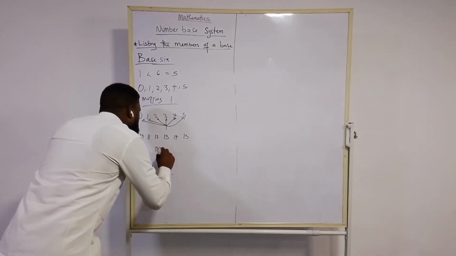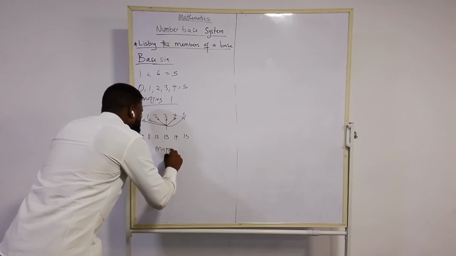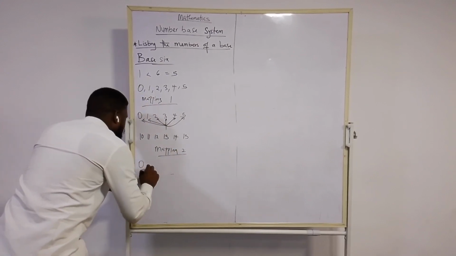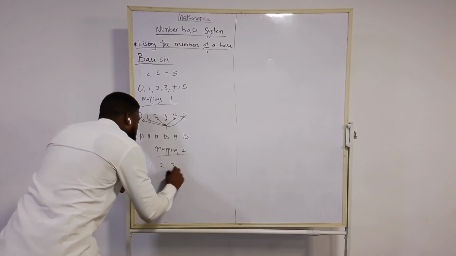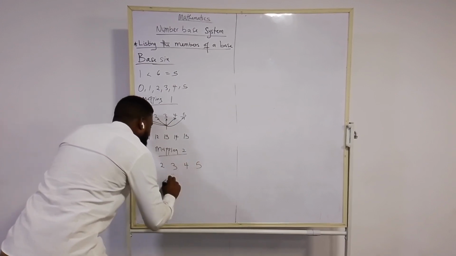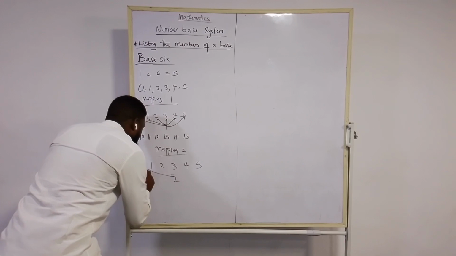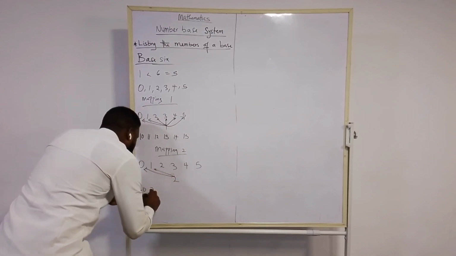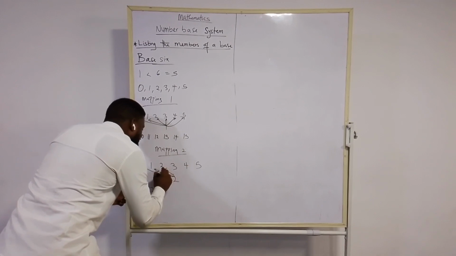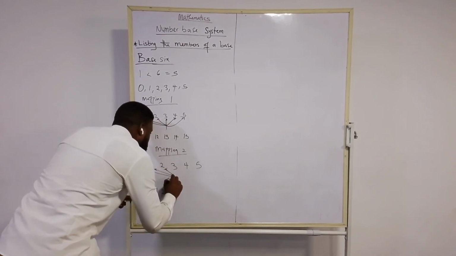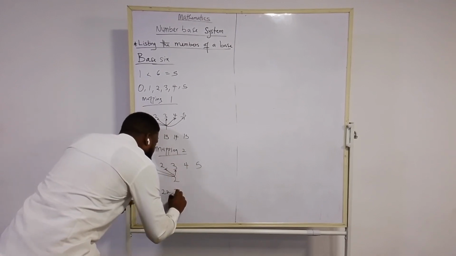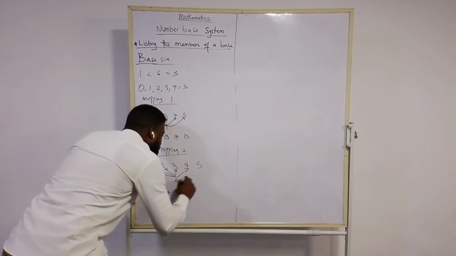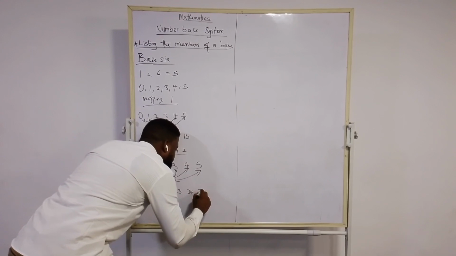Now mapping 2, writing out the primary numbers 0, 1, 2, 3, 4, 5. You map 2 to 0, you get 20. Map 2 to 1, you get 21. Map 2 to 2, you get 22. You map 2 to 3, you get 23. Map 2 to 4, you get 24. And then you map 2 to 5, you get 25.